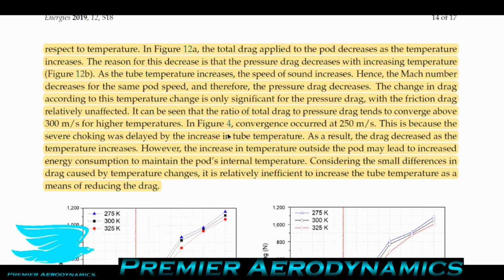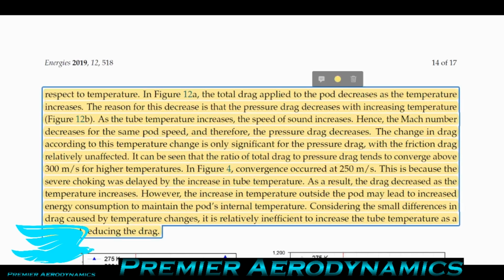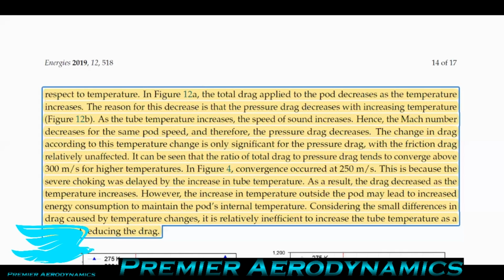Okay, so they say that this convergence is because the severe choking was delayed by the increase in the tube temperature.